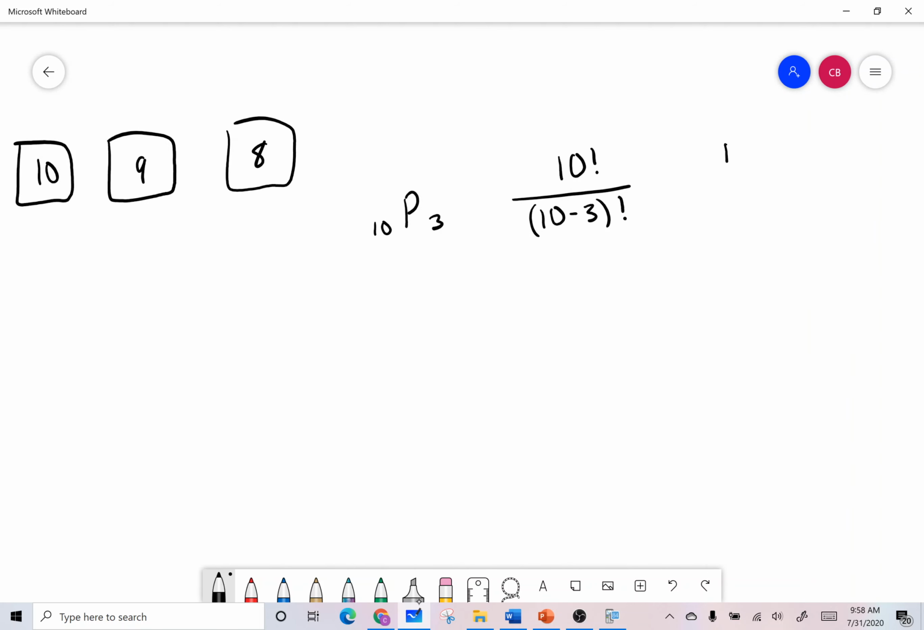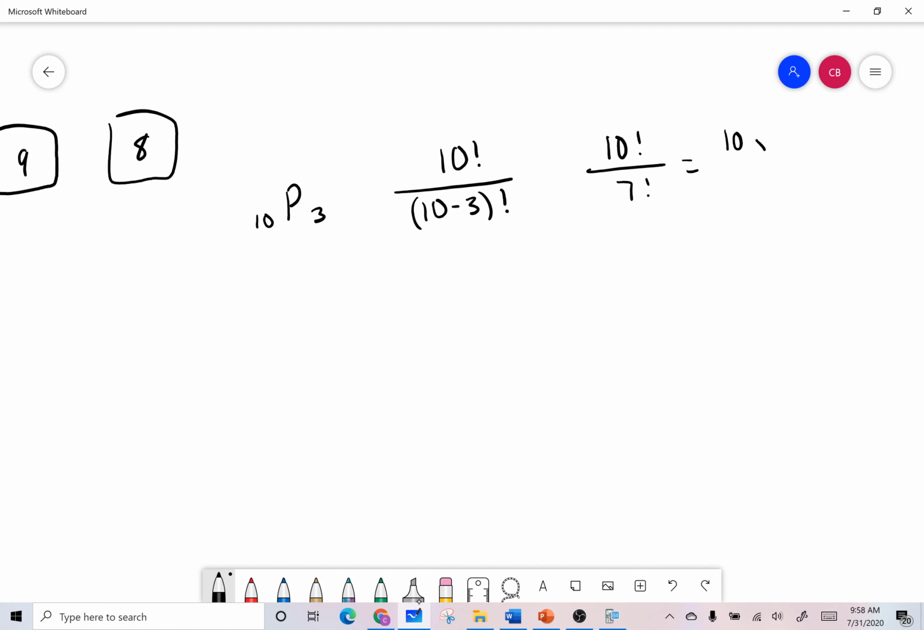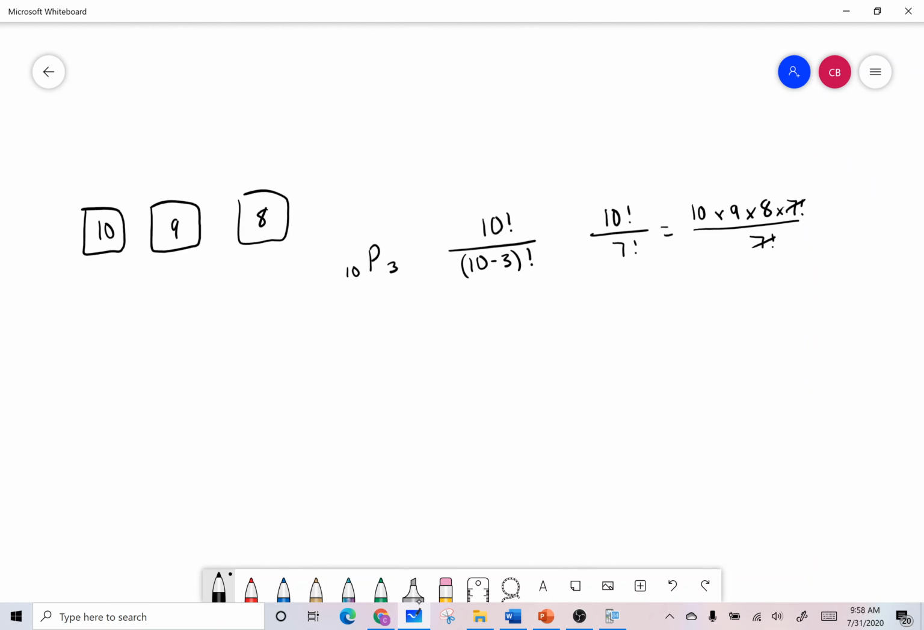Okay, so this is 10 factorial over 7 factorial, which is 10 times 9 times 8 times 7 factorial over 7 factorial. Cancel, cancel. Well, look at that. 10 times 9 times 8, that's exactly what I got with the boxes earlier. Maybe the boxes are easier for you to understand. Maybe the formula is easier. Either way, it's fine. And this is 720 ways for the 10 horses to come in first, second, and third.